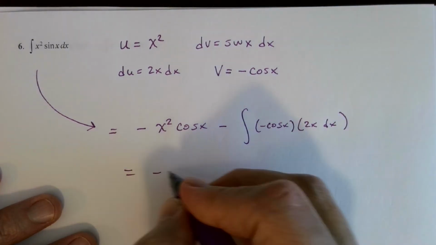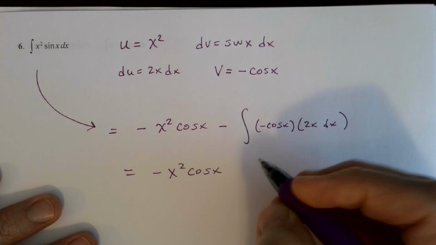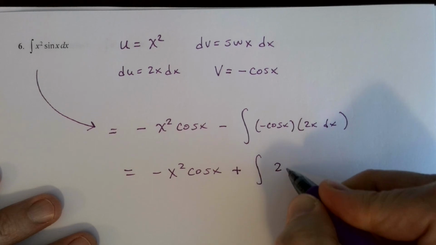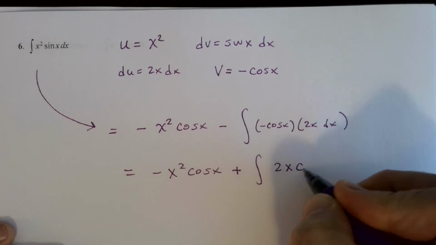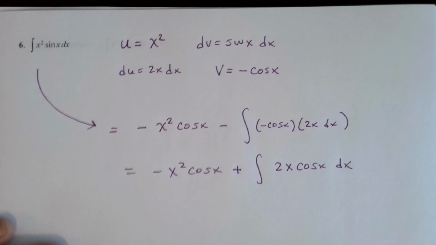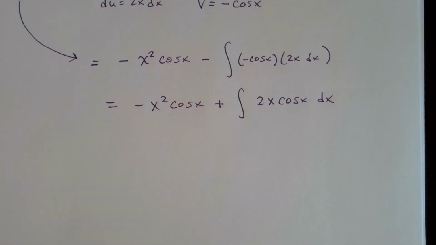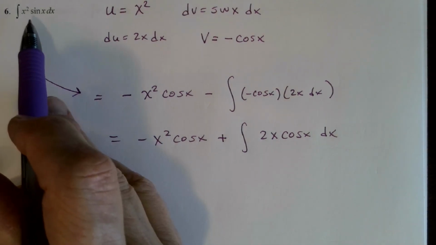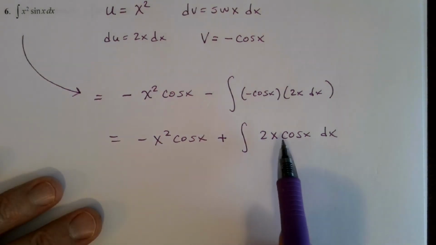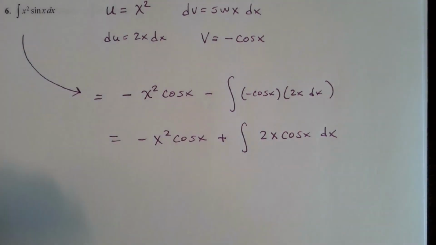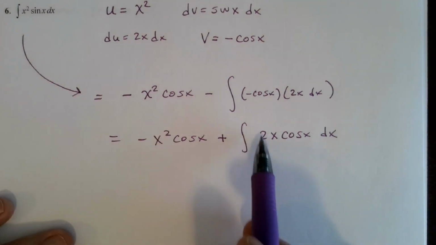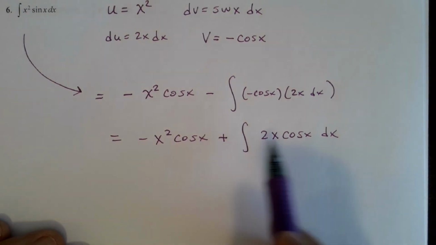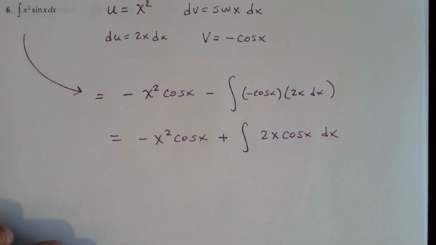Let's clean this up a little bit. Negative times negative is positive, notice. And I've got a 2x cosine x dx. Well, has our integral gotten simpler? x squared sine of x is now 2x cosine of x. Sine x and cosine x are about equally challenging, but x squared to 2x, yeah, 2x is simpler. But we're still not there. I can't just integrate x and integrate cosine x and multiply. I'm not at a form that I can evaluate yet.